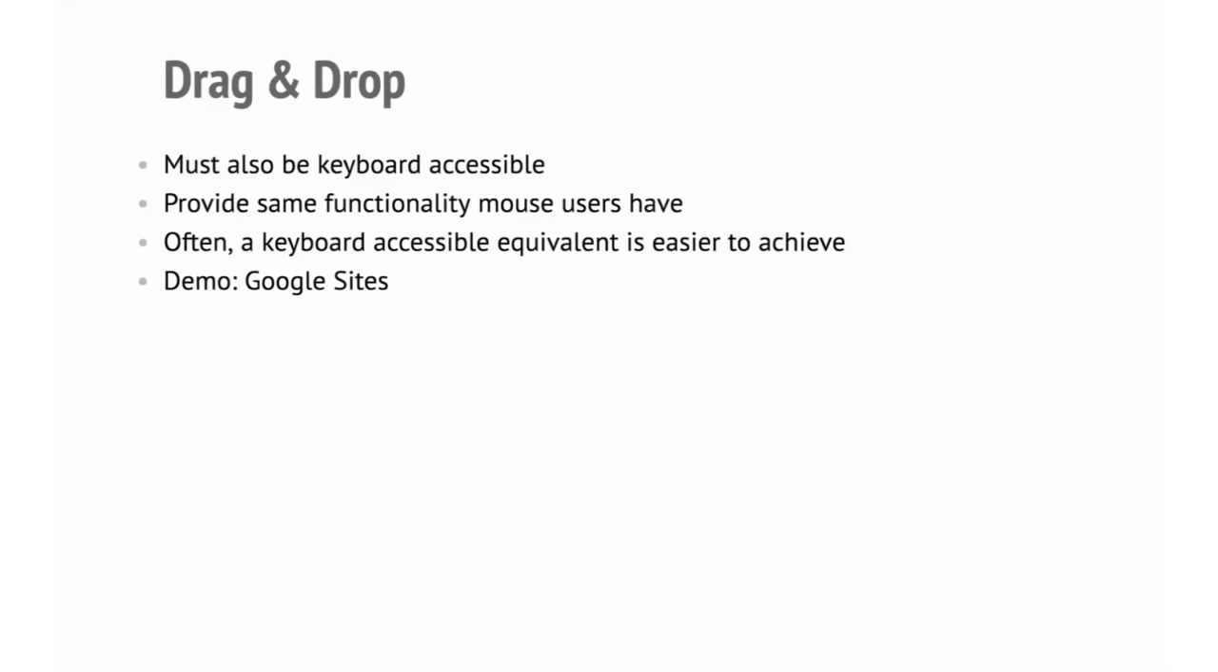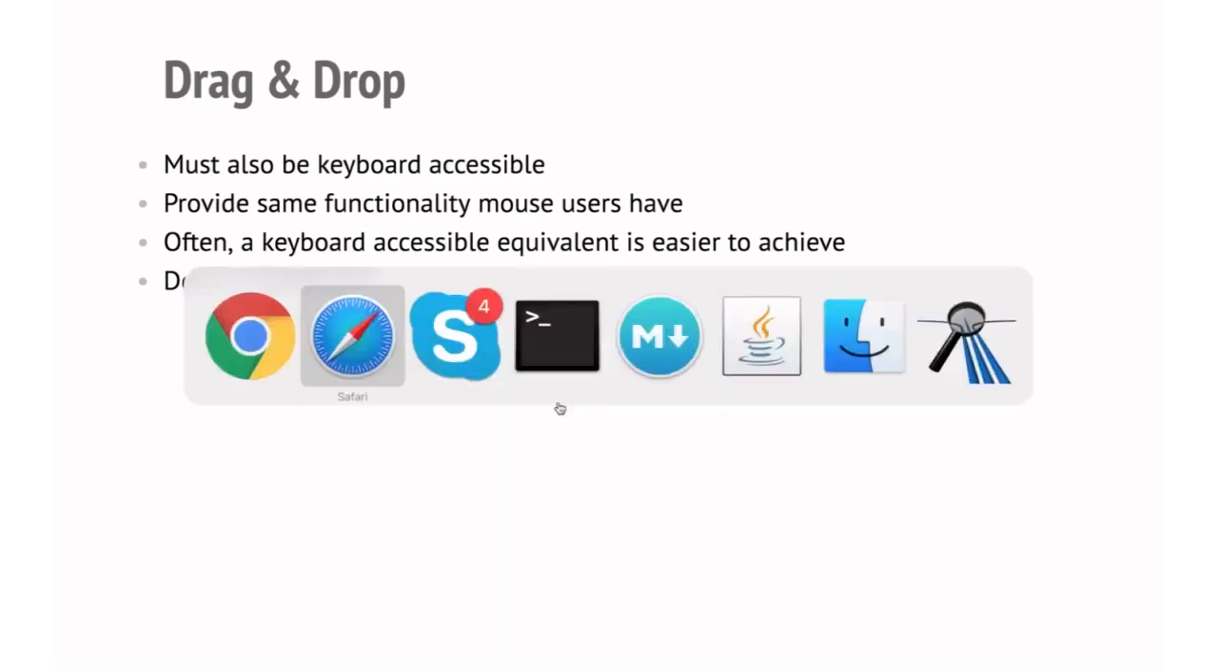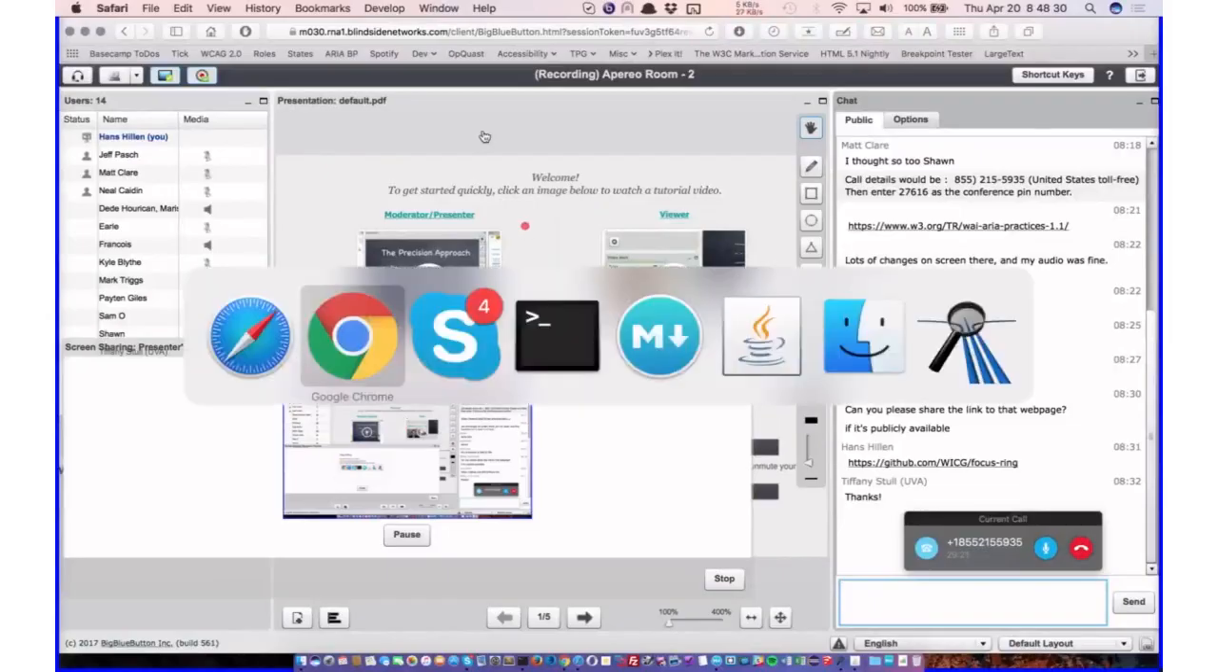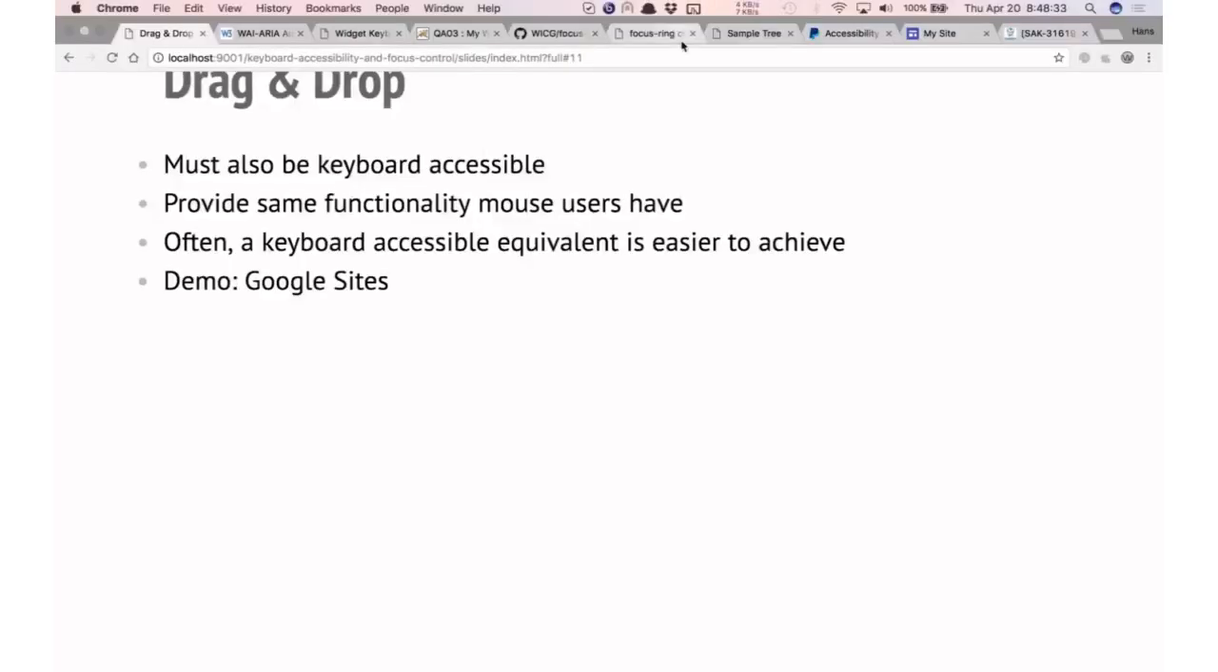Drag and drop is one of those tricky things that is hard to get keyboard accessible. But whenever you provide drag and drop, it has to be keyboard accessible as well. Keyboard users need to be able to provide the same functionality that mouse users can do. Often you don't literally want to mimic the dragging and dropping behavior, but you just want to provide some equivalent feature that does the same thing as a drag and drop result. I have a little example here from a real life page, which is Google Sites.